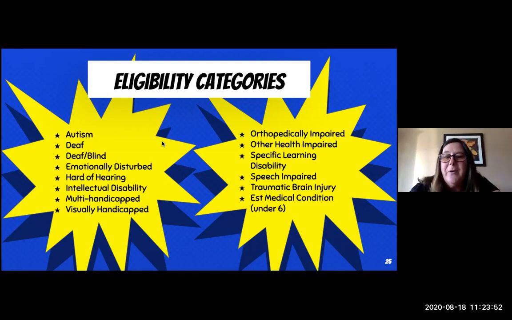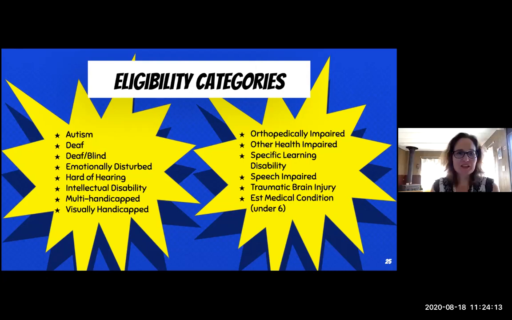So a student who has a medical diagnosis of autism, or a student who has another health impairment that might qualify them, for example, attention deficit disorder, doesn't automatically qualify them. There has to be a significant deficit displayed as well. Right, and they may instead qualify for a 504 plan.